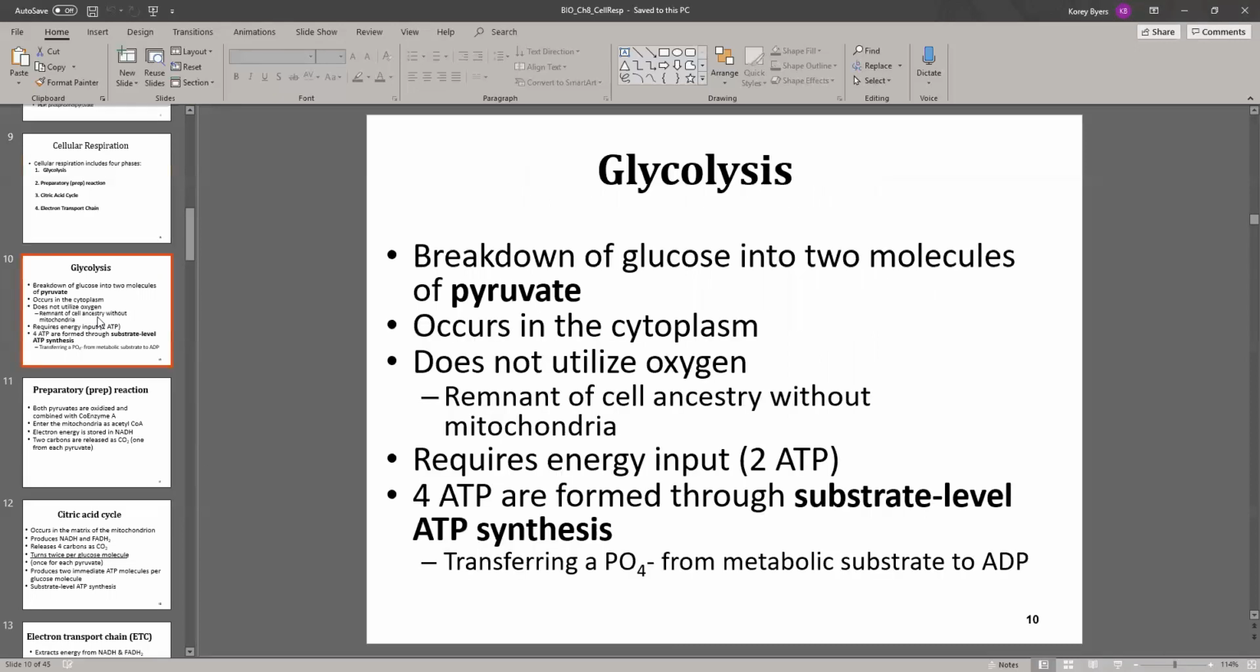So glycolysis is where we break apart that sugar molecule, and we end up with 2 pyruvate molecules. And so we access those electrons, a couple ATP are made, but it takes ATP to get going. So we have to use ATP. Now this happens out in the cytoplasm. It doesn't utilize oxygen, because some bacteria can utilize it that don't have oxygen as their final electron receptor. And so it's a remnant of the cell ancestry without mitochondria. But essentially, it breaks apart sugar and gives us pyruvate molecules and a couple ATP.